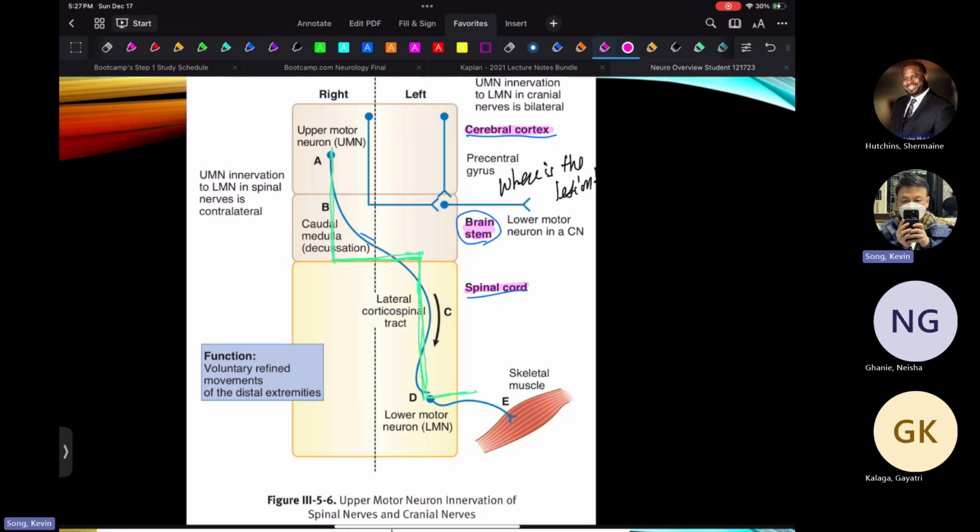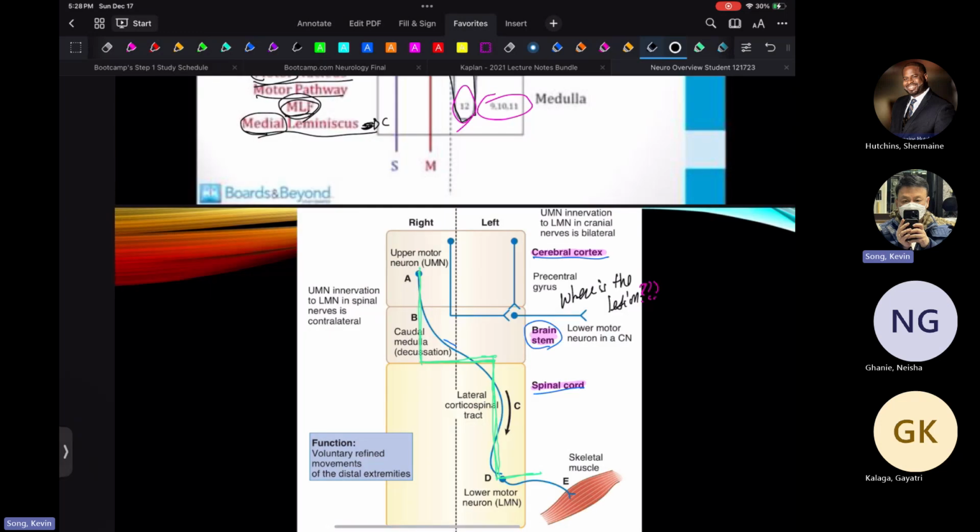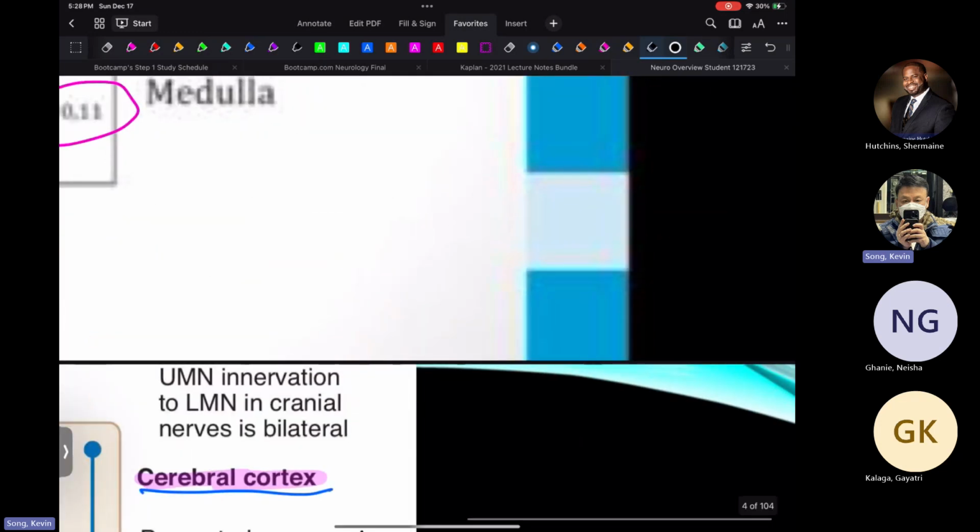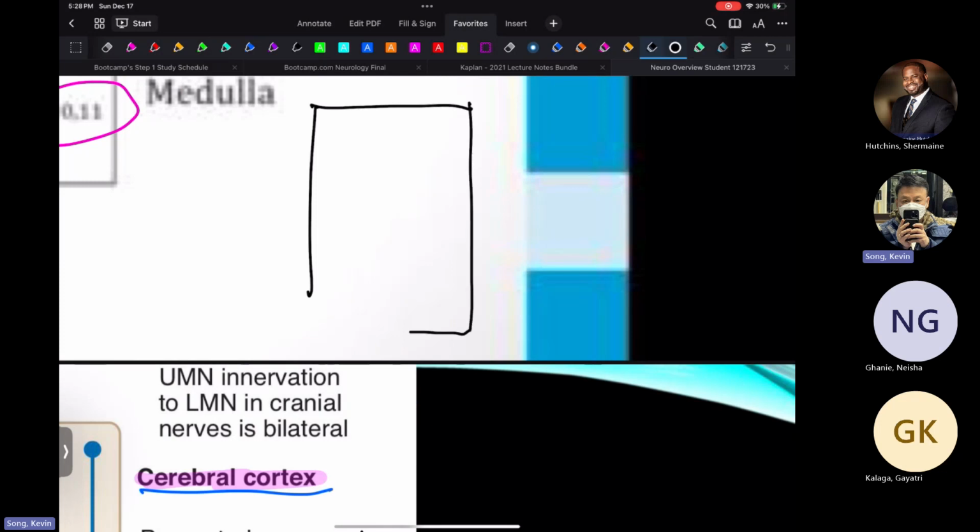That's a big popular topic in neurology. Okay, so let me just draw another schematic diagram here. Okay, so this is the midline.